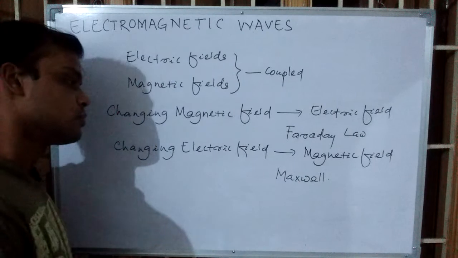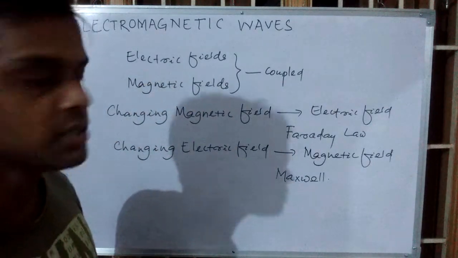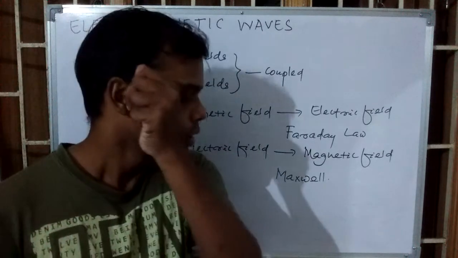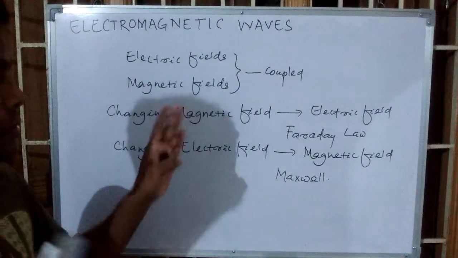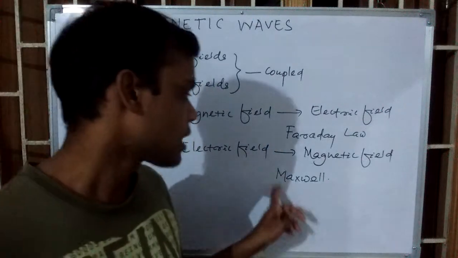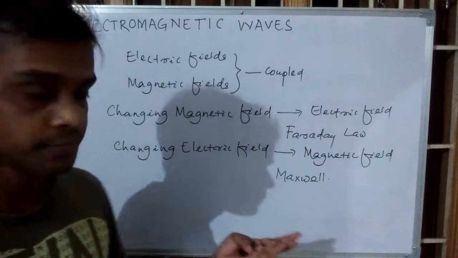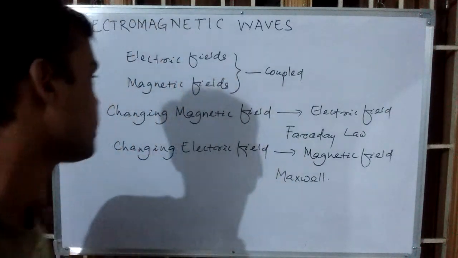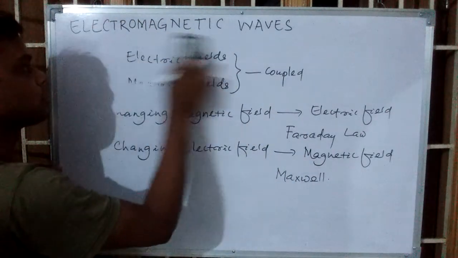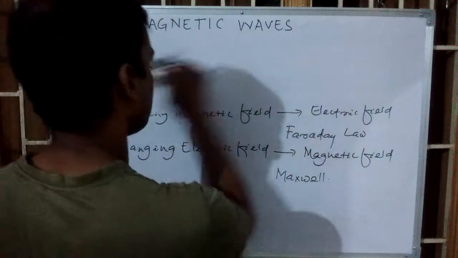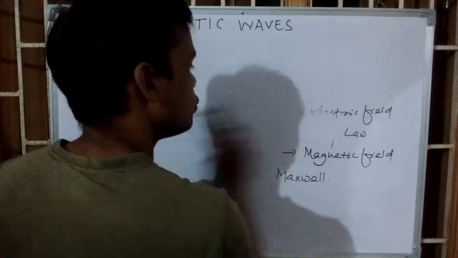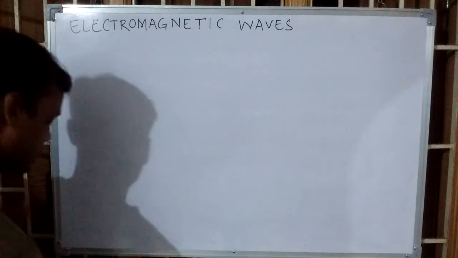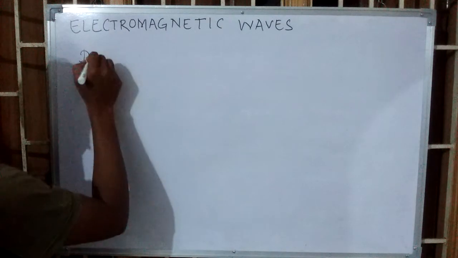So accordingly there are 4 equations on the basis of the discovery of Maxwell. I will not go into detail for those equations. We shall discuss how Maxwell decided that a changing electric field also produces a magnetic field, and from that we get the concept of displacement current. So the next topic is displacement current.